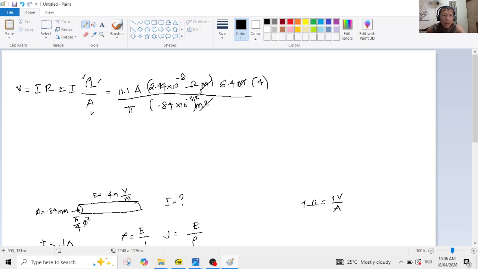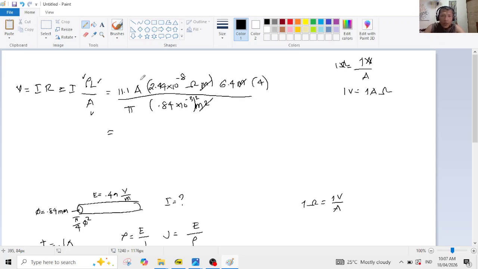And then, you have ampere ohm. 1 ohm is equal to 1 volt per ampere. So that means 1 volt is equal to 1 ampere ohm. So the unit ampere ohm is already voltage, volts.